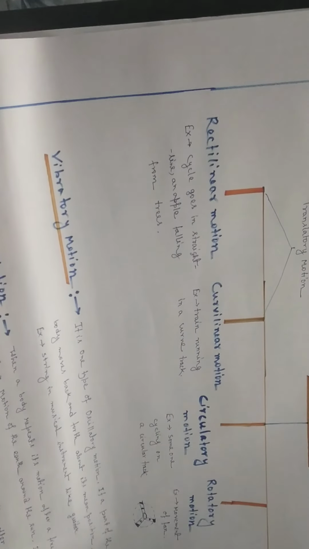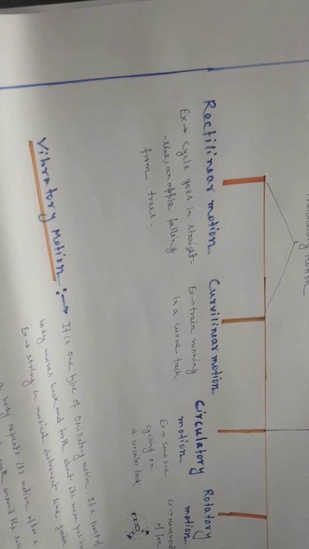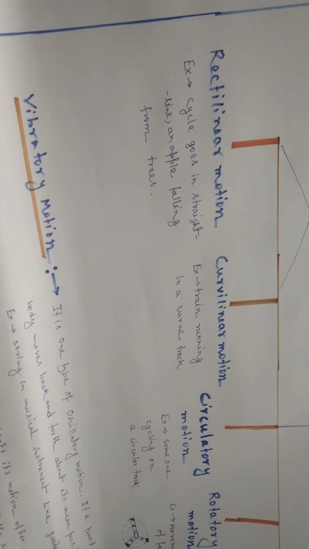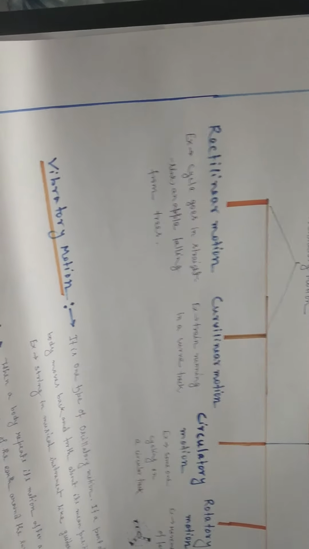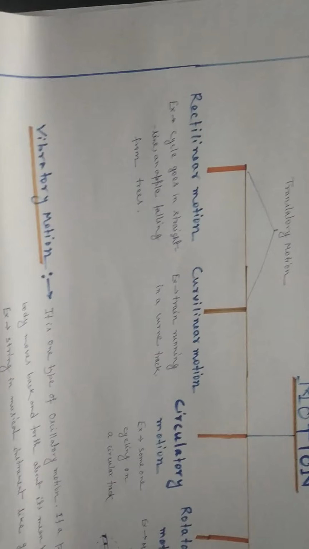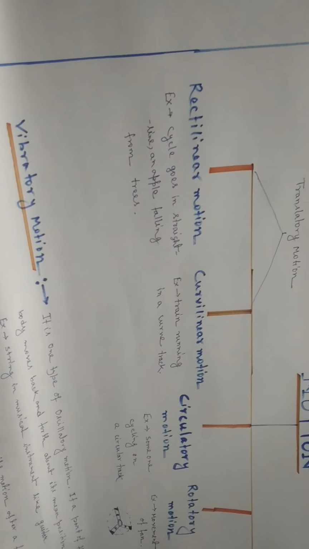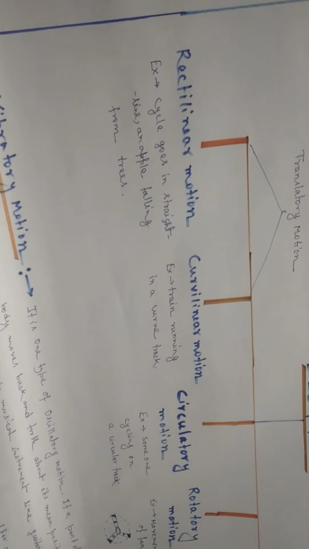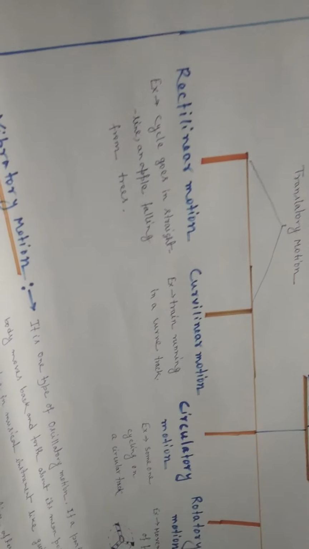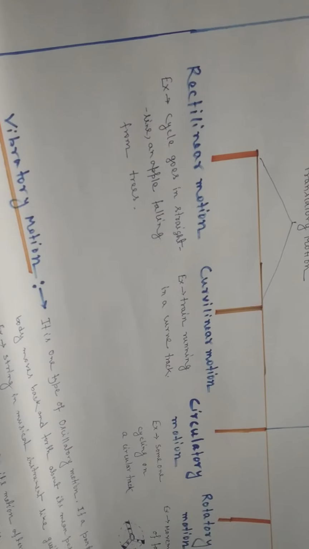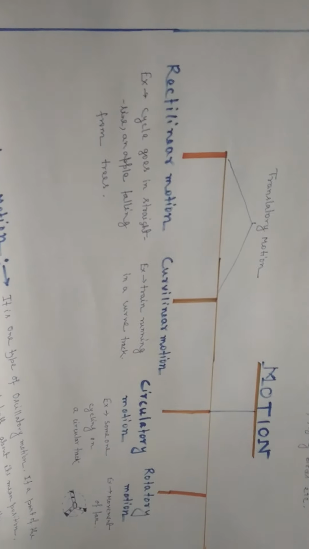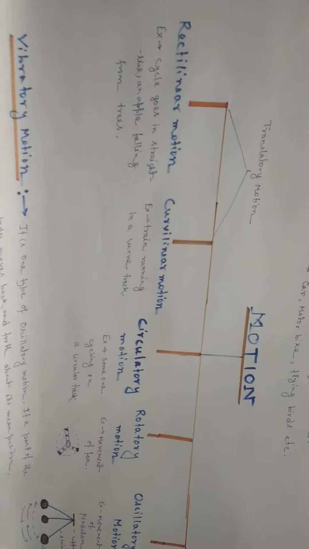So what is rectilinear motion? If an object follows a straight line or goes in a straight line, then you can say the motion of that object is rectilinear. Like a cycle goes in a straight line, an apple falls from a tree. These are rectilinear motion because they move in a straight line.